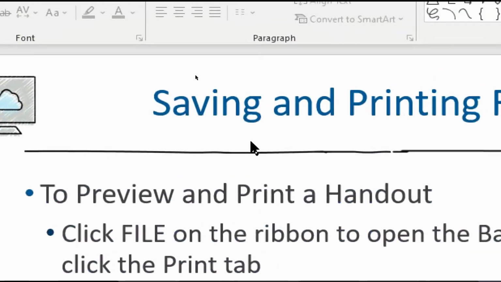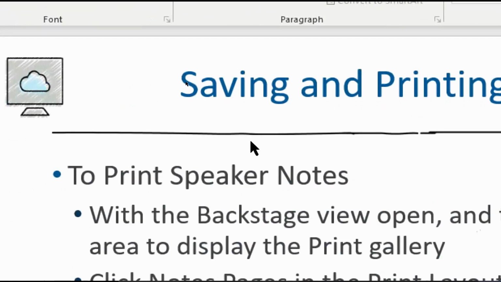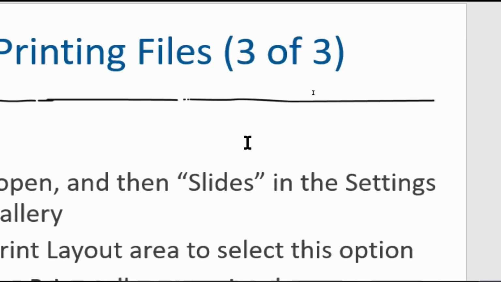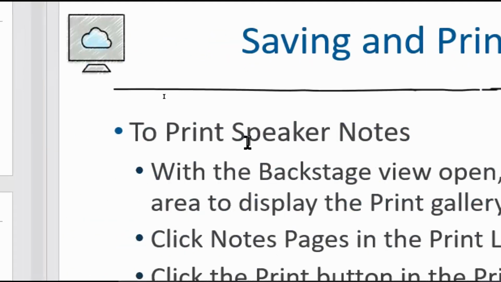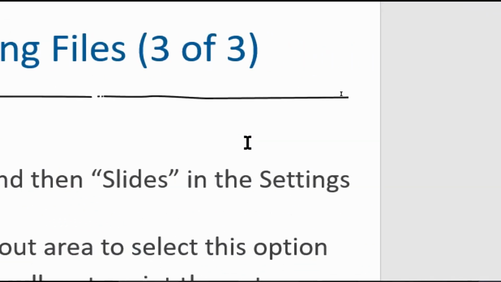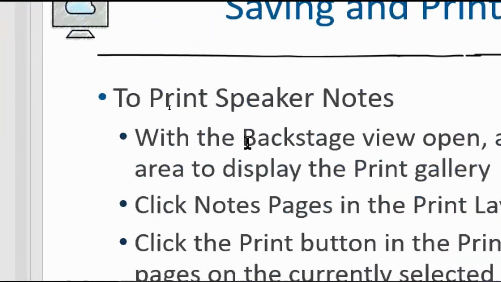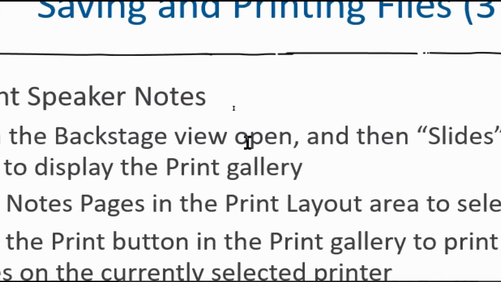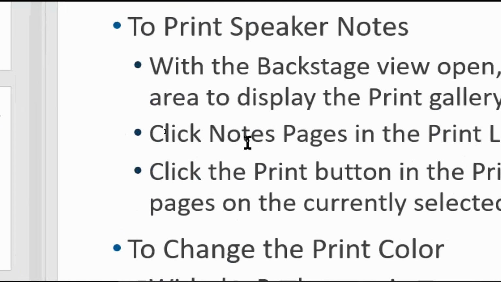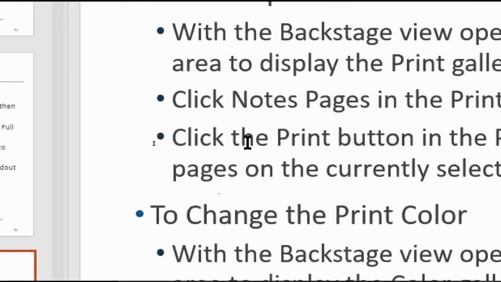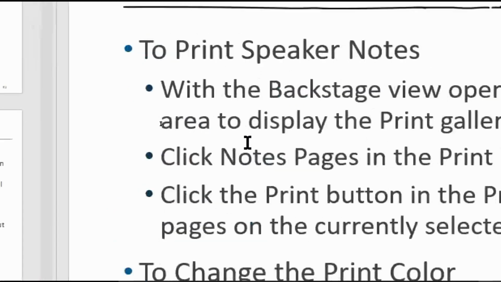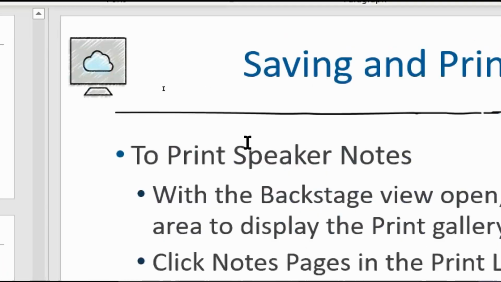Printing full page slides, not gonna go over that. Preview and print a handout. Speaker notes. Okay, with the Backstage view open and these slides in the settings, where should display the print? What? Oh, and then slides in the settings area to display the print gallery. Click Notes Pages in the print layout area to select the option. Click the print button, yeah. To change the print color, the option is right there. Pretty obvious, you should have seen it.